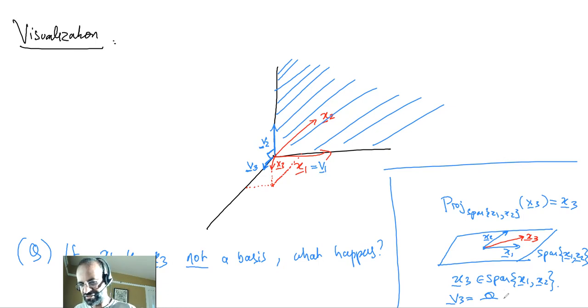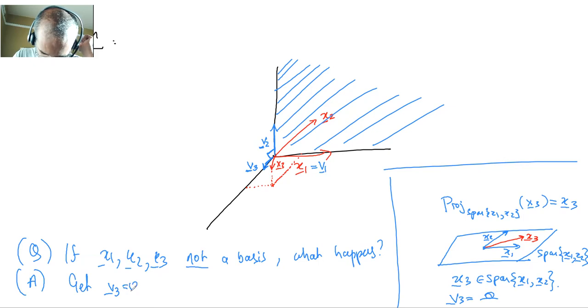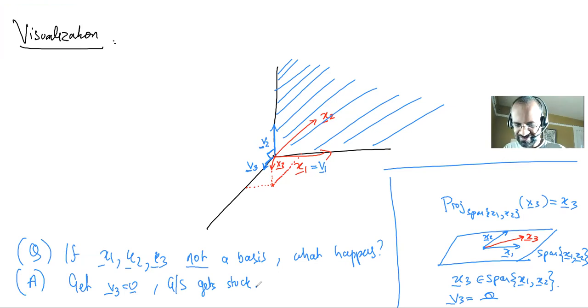And in 3D, you have some intuition, right? That if you have three collinear line segments, then that thing is zero. I'm just saying that plays out in the algebra, and that also works in higher dimensions. So roughly speaking, this intuition is useful even in higher dimensions. I don't have a better way of visualizing it than this. So anyway, the answer to this question is you get v3 equals zero, or you get some vk equals zero. And so Gram-Schmidt gets stuck. Which makes sense. You shouldn't be able to produce an orthogonal basis out of something that's not a basis.